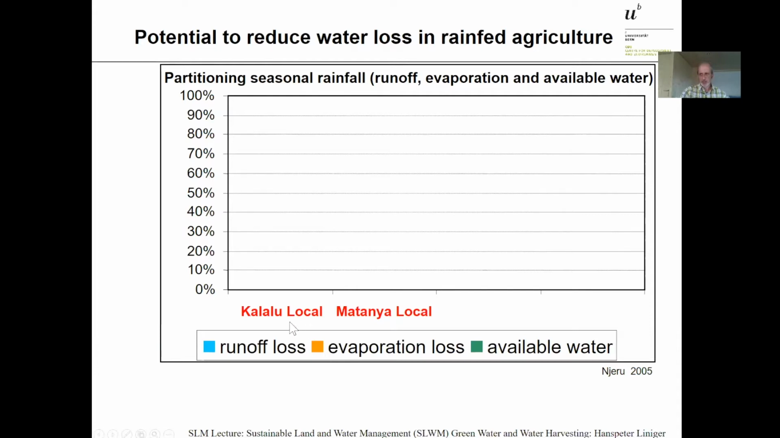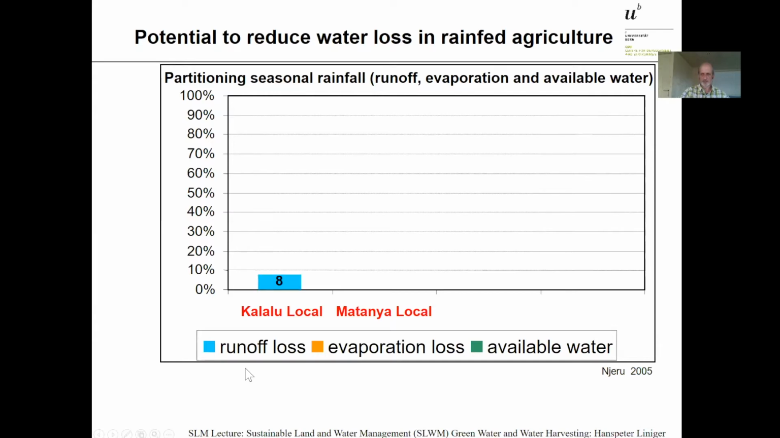Two places we're looking at. One is in the semi-arid to semi-humid zone, and the other one is definitively in the semi-arid zone, drier place. Now, when we ask ourselves, out of the 100% of rainwater that we get, how much would you say goes to runoff loss?